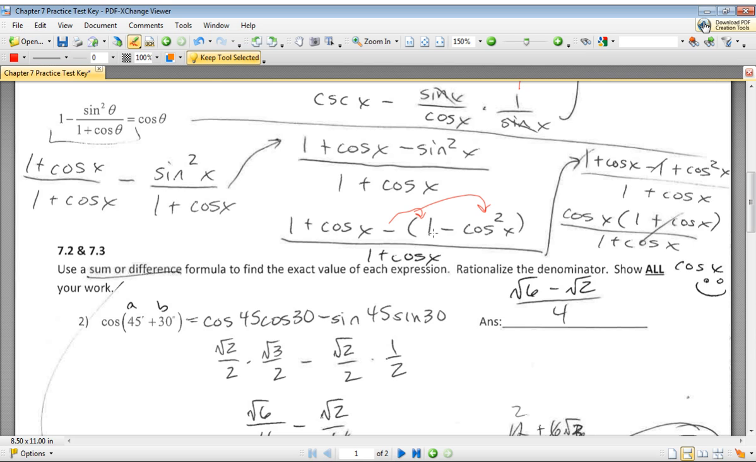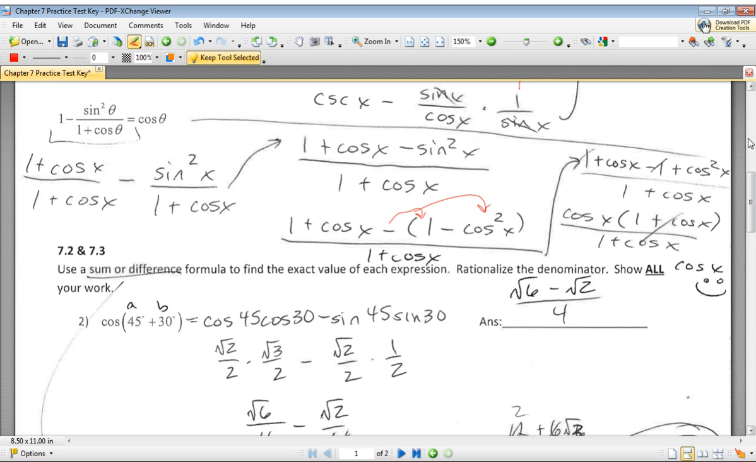So I'm going to have minus 1 plus cosine squared. And that's what I have here. I kept the 1 plus cosine x from the beginning. And then I have minus 1 and then plus cosine squared. Well, 1 minus 1, those are going to cancel. And so now in the numerator, I just have cosine x plus cosine squared x.